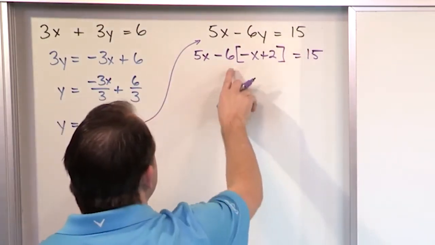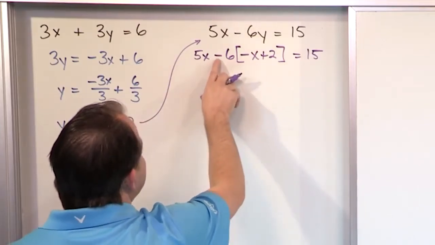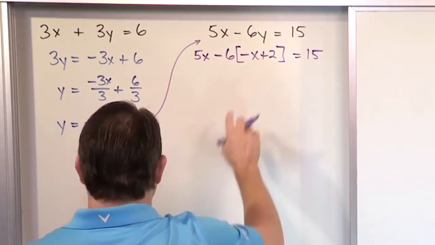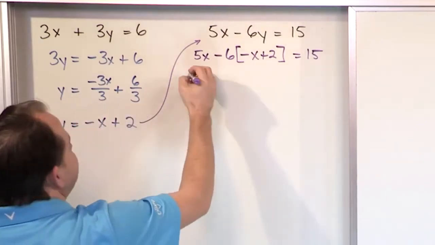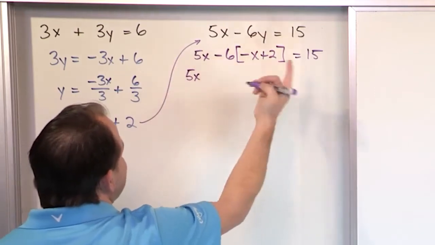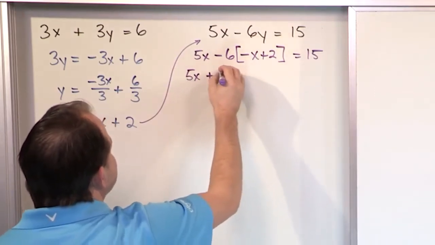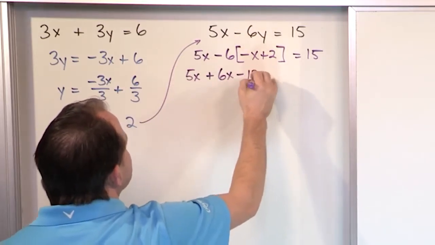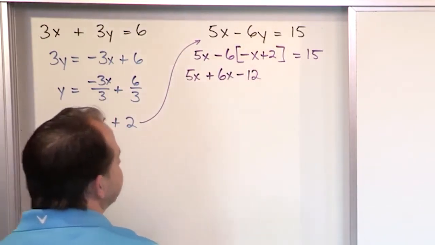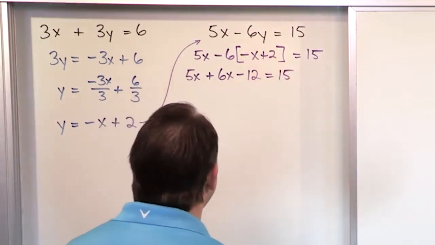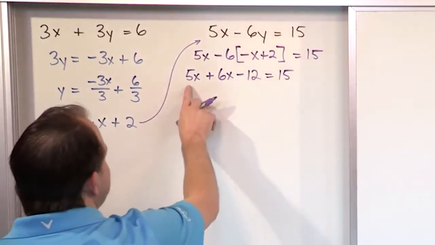Now, in the next step, we need to go through and start multiplying. This is a negative 6 here. So when you multiply it through, it's negative 6 times this, negative 6 times this. First we have the 5x, which stays along for the ride. What's negative 6 times negative x? Negative times negative is positive 6x. And then negative 6 times 2 is negative 12. Negative times positive is negative. And on the right-hand side, we just have the 15. So far, so good. Now we have to clean terms up, and you can see that you have x's here.